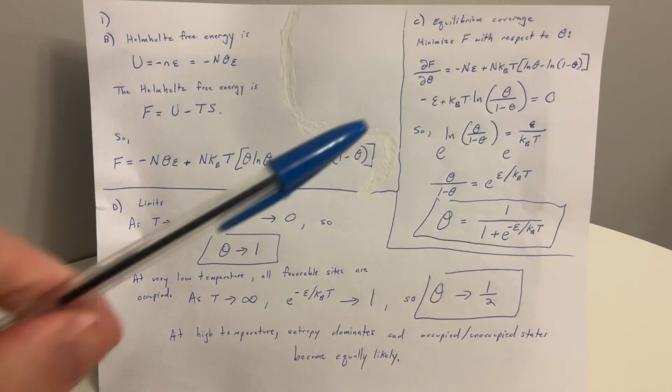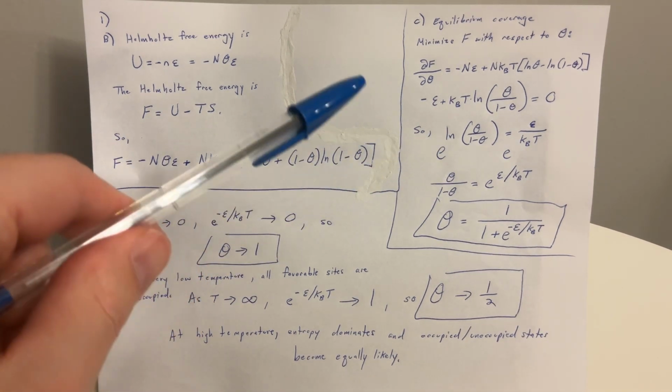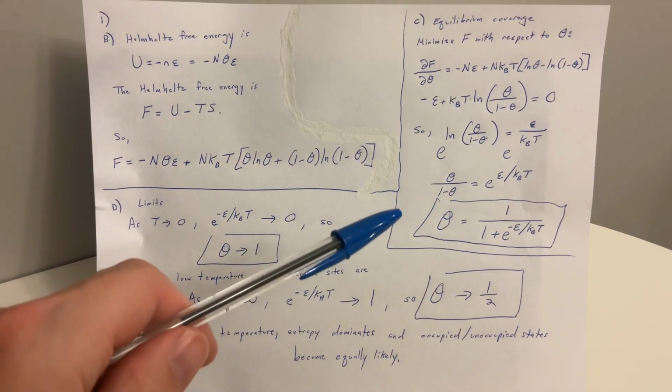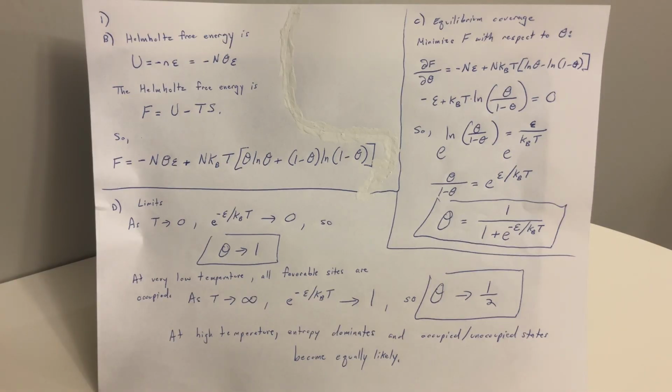Solving for this, we could exponentiate both sides. And we're going to wind up with, after we do the algebra, theta equals 1 over 1 plus e to the negative epsilon over k_B T. Some of the intermediary steps I leave out, but that's just for the sake of brevity.